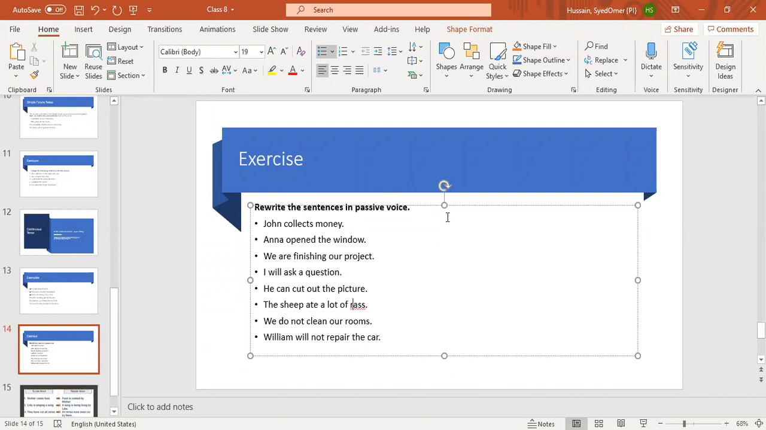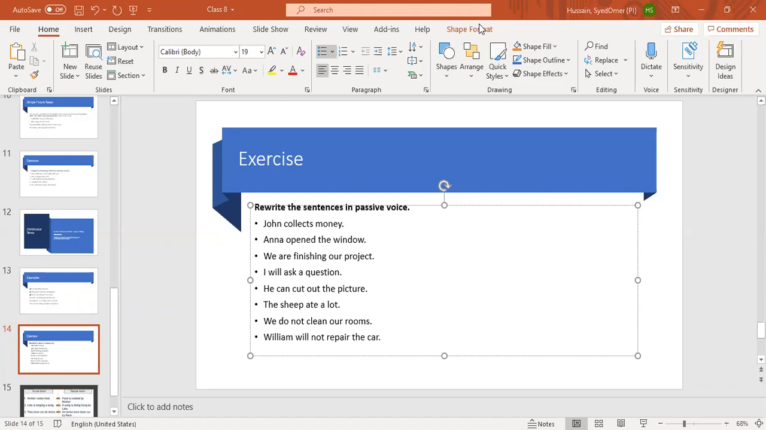Now, next one. Yes, Iman. We do not clean our rooms. Our rooms are not cleaned by us. Very good. Our rooms are not cleaned by us. Very good. Okay. Simple present tense.